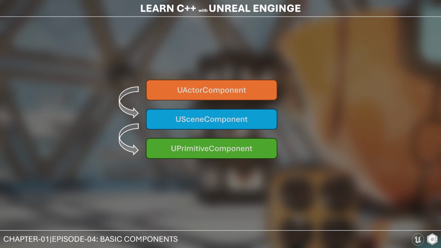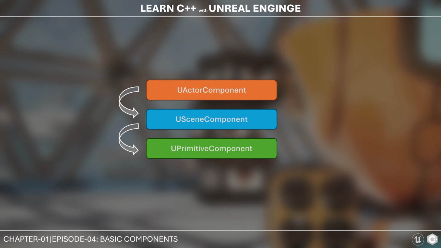UActorComponent is the base class for all components. It lives on an actor, can think, and has logic. But this is the key: it has no physical presence in the world. On the other hand, USceneComponent, which inherits from UActorComponent, has everything the UActorComponent has, but it adds a transform. This means it has a location, rotation, and scale. It supports attachments, meaning it can have parents and children.